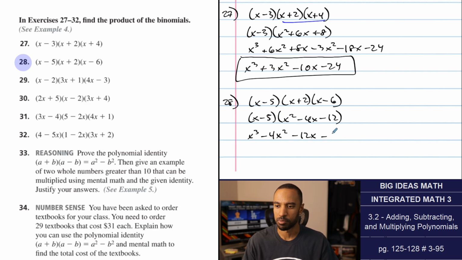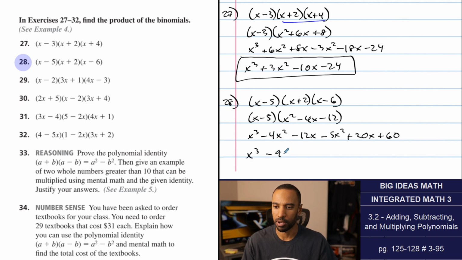And then negative 5 times these. Negative 5x squared plus 20x plus 60. Remember, negative 5 multiplies into them. Therefore, they change sign. They're positive. X cubed, negative 4x squared minus 5x squared is negative 9x squared. This is plus 8x plus 60.